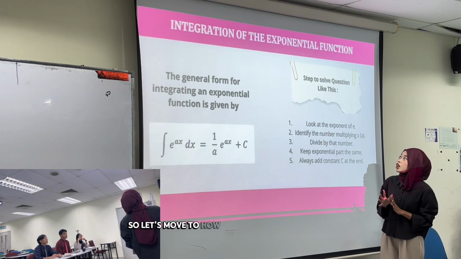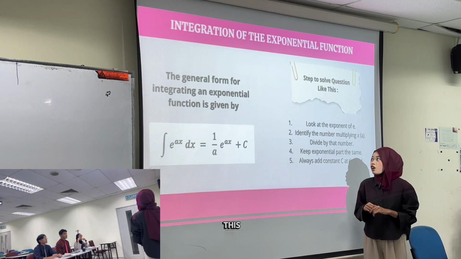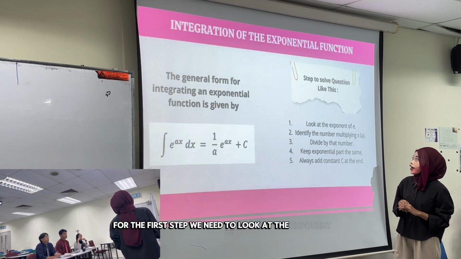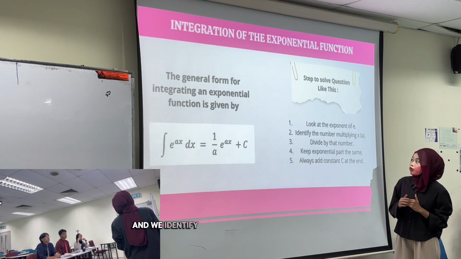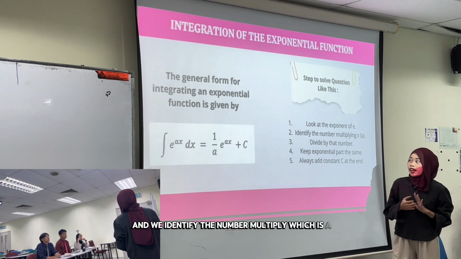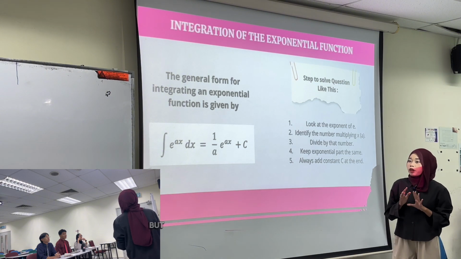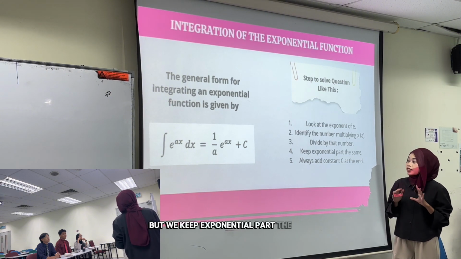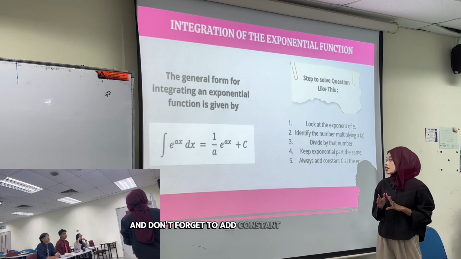So let's move to how to solve a question like this. For the first step, we need to look at the exponent of e and identify the number multiplying x, which is a, and we divide by that number, but we keep the exponential part the same. And don't forget to add the constant c at the end.